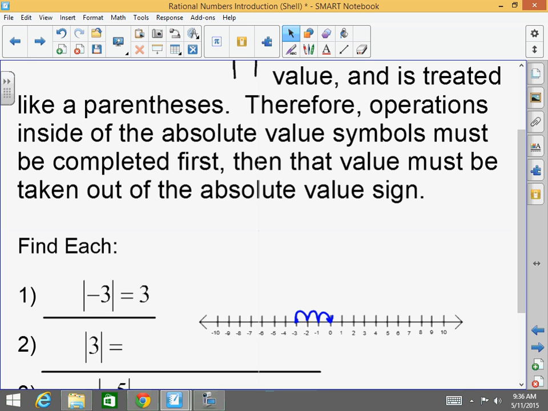3. What is the absolute value of regular old 3? Well, no, it would not be negative 3 at all. What is the distance from 3 to 0? 1, 2, 3. The absolute value of both 3 and negative 3 is 3. The absolute value of any number is always positive. Why? Because it is a distance from 0, and distances cannot be negative.